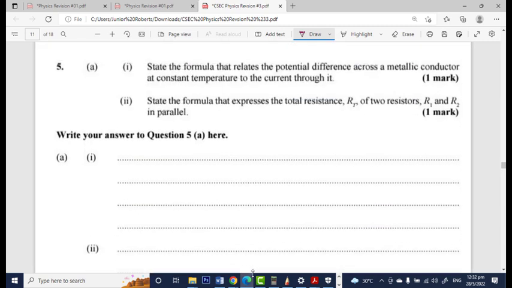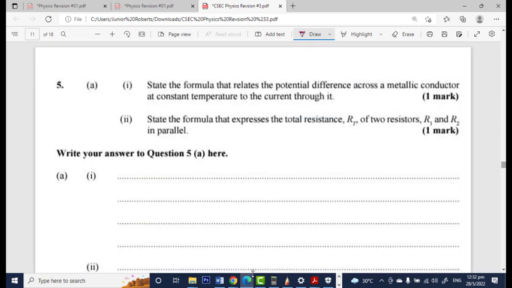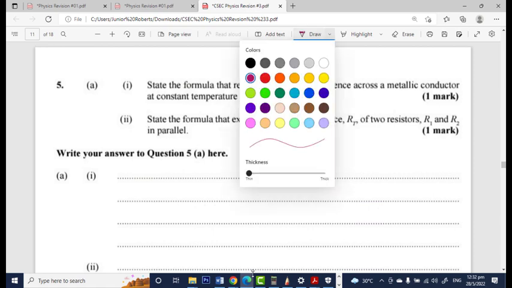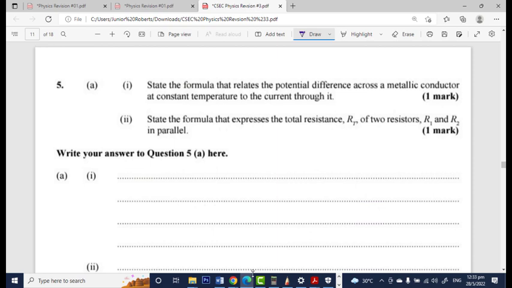Next thing now, it says we have to state the formula that relates the potential difference across a metallic conductor at constant temperature to the current through it. What's that formula? What's the formula here?